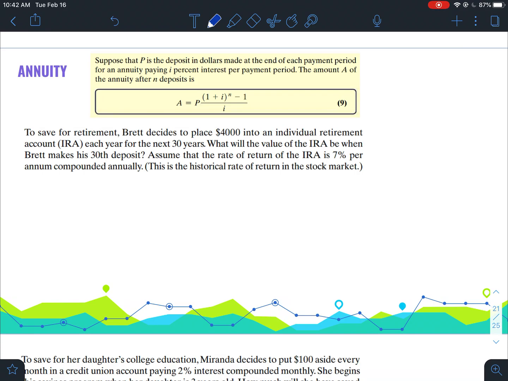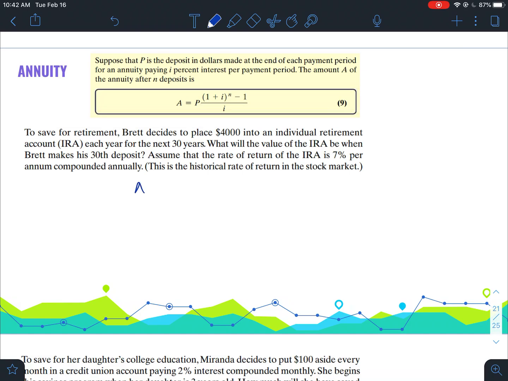So for example, to save for retirement, Brett decides to place $4,000 into an individual retirement account, an IRA account, each year for the next 30 years. What will be the value of the IRA when he makes his 30th deposit? Assume the rate of return is 7% compounded annually. This is the historical return rate of the stock market.